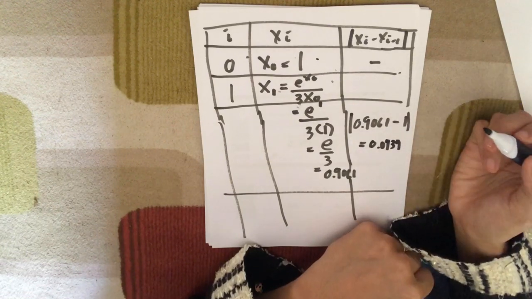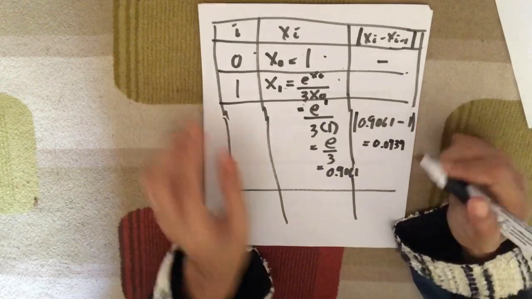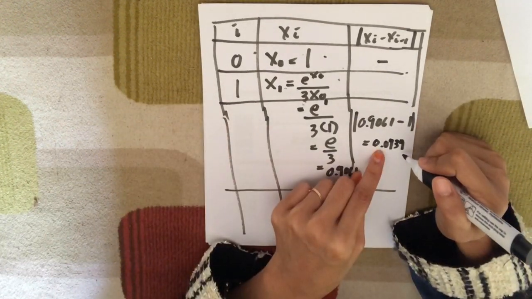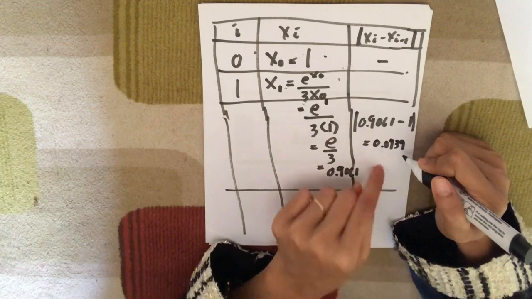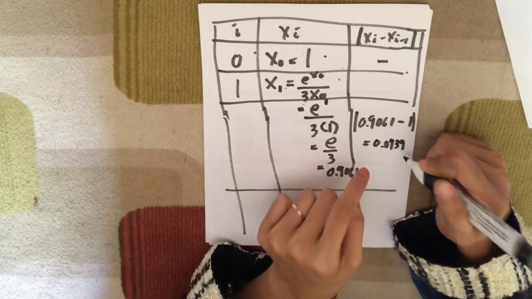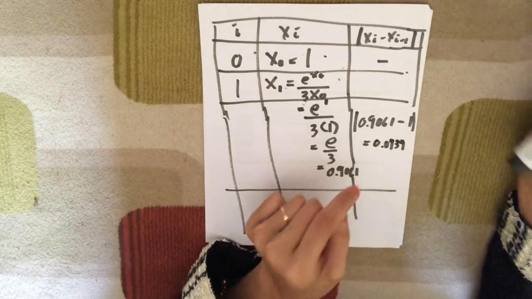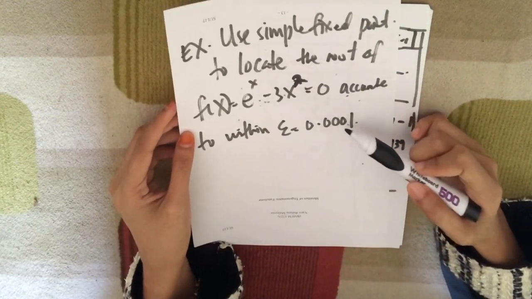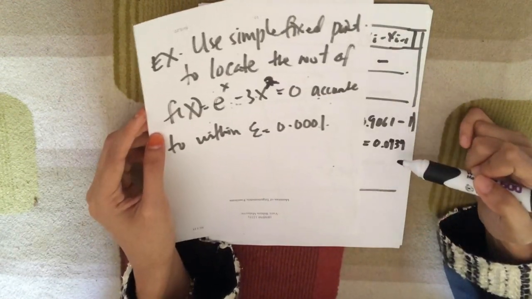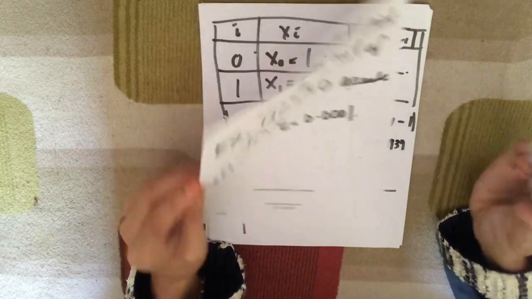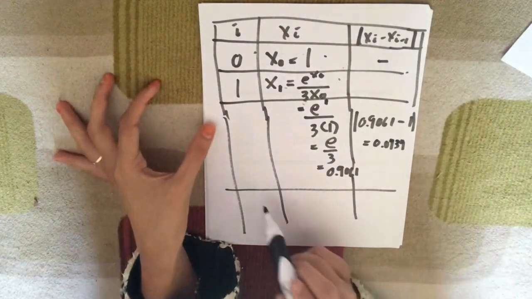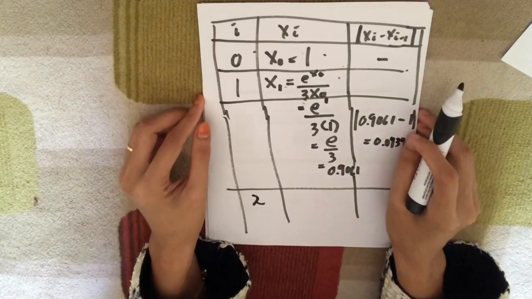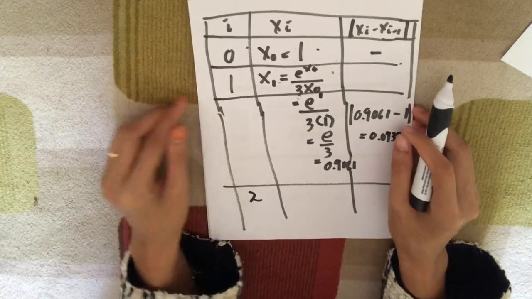0.0939. Then, same thing, you check whether this error has reached or is equal to the error given in the equation. The error given in the equation just now is 0.0001, which is still too far. So you will proceed with another iteration, another calculation.